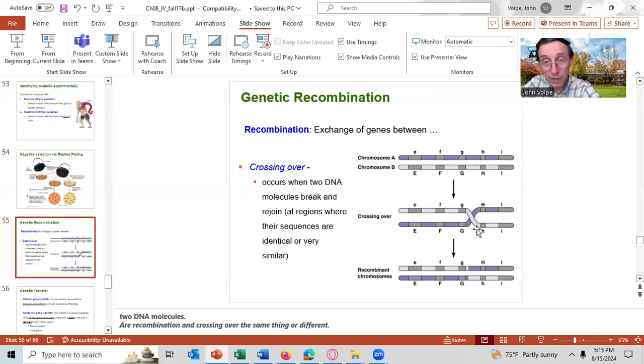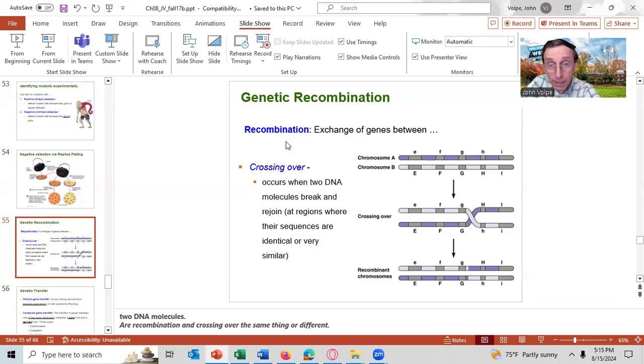Any question about any of that? Well, here's a question for you. What is different between crossing over and recombination? Isn't crossing over where you're exchanging pieces of the DNA, whereas recombination is you're doing new combinations of the genes?